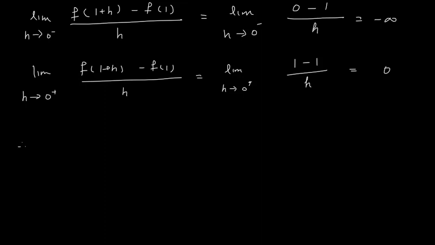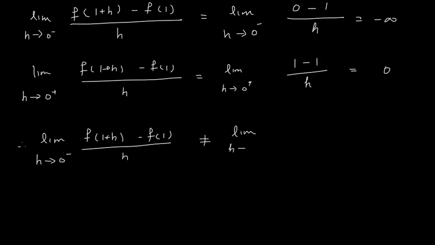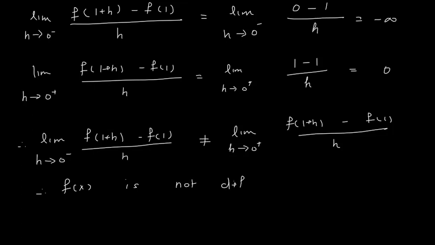So therefore you will say that the limit as h tends to 0 minus of (f(1+h) - f(1))/h is not equal to the limit as h tends to 0 plus of (f(1+h) - f(1))/h. Therefore f(x) is not differentiable at x equals 1.